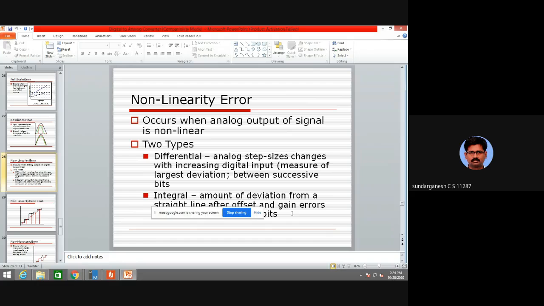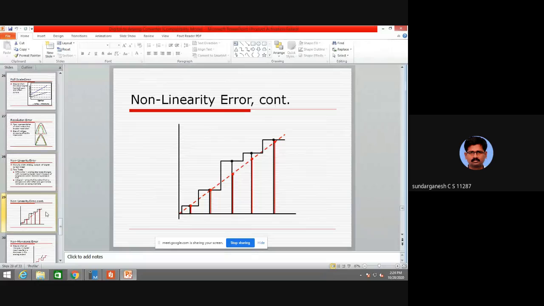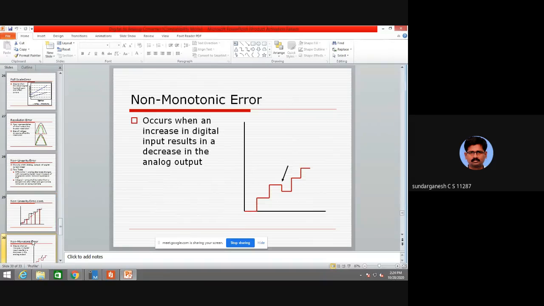So non-linearity error. Differential analysis: here the step changes with increasing digital input. Integral means the amount of deviation from the straight line, where offset and gain errors are removed and considered fixed. This is non-linearity error.